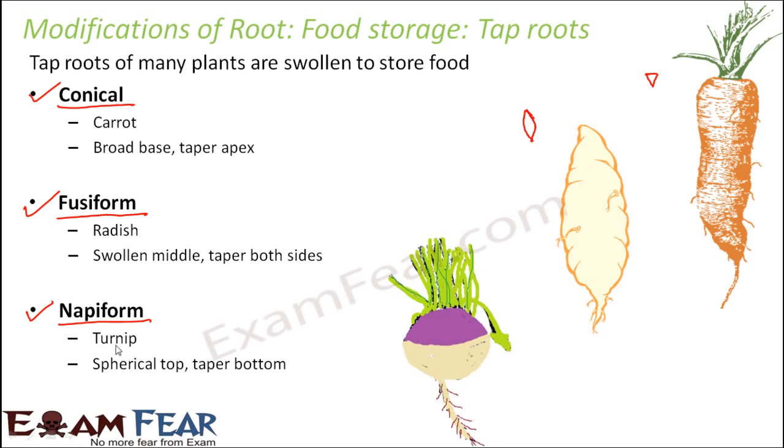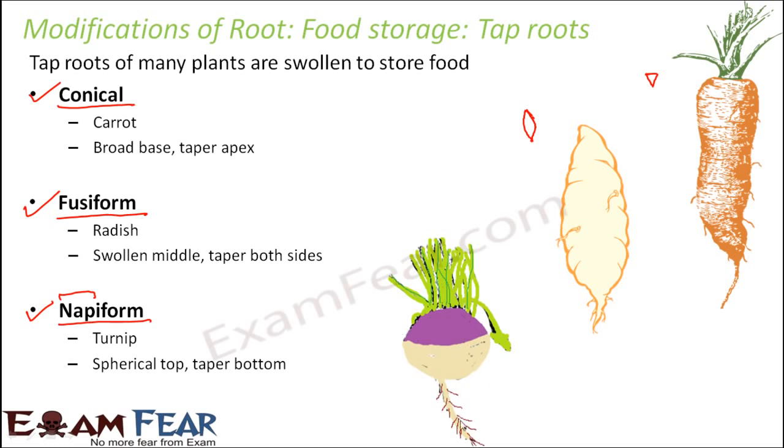Third one is napiform. So this is again a Latin word. The word napi means turnip. So napus. The word napus in Latin means turnip. So the shape of a turnip, how does a turnip look like? Somewhat like this. It is like almost a spherical top and a tapered bottom.